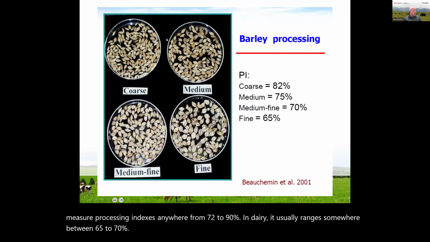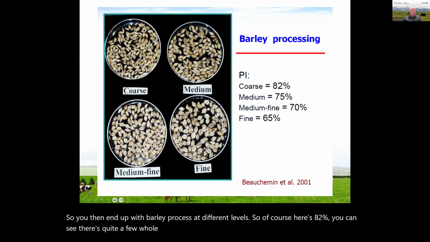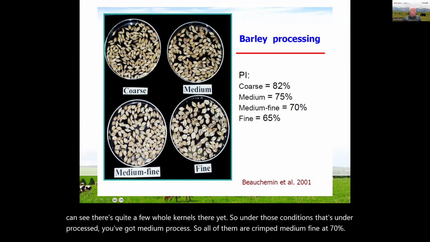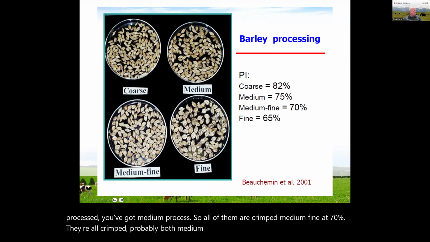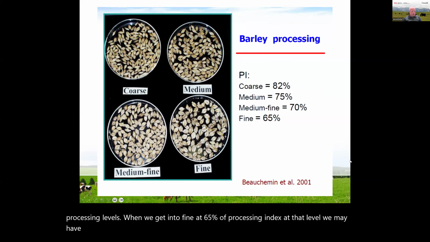So you then end up with barley processed to different levels. So coarse, here's 82%. You can see there's quite a few whole kernels there yet. So under those conditions, that's under processed. You've got medium processed, so all of them are crimped. Medium fine at 70%. They're all crimped. Probably both medium and medium fine would work as suitable processing levels. When we get into fine at 65%, a processing index, at that level, we may have processed it too much, and that could then be susceptible to acidosis.